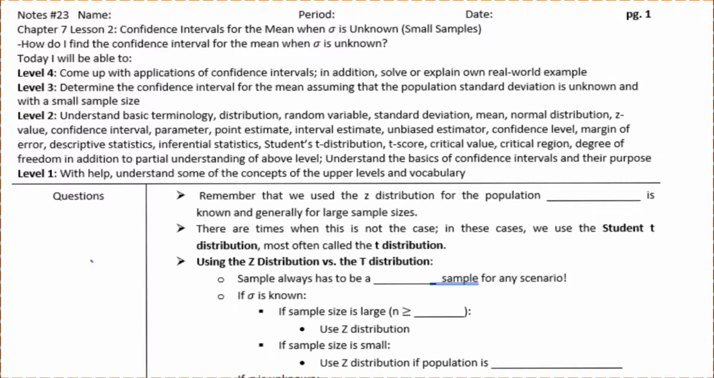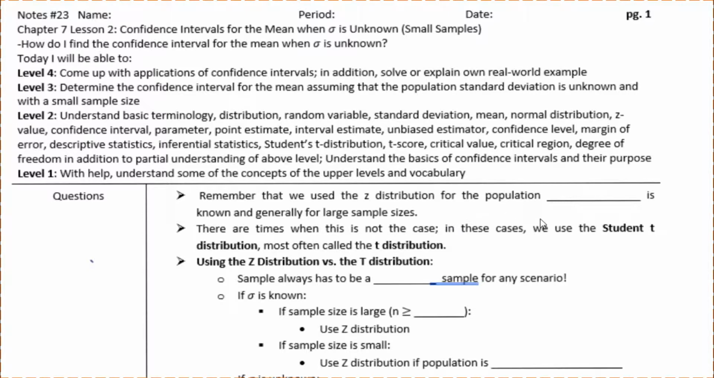Guys, welcome to the second lesson of the chapter. So last lesson we talked about confidence intervals for the mean, generally for large samples and generally when sigma is known. So now we're looking at confidence intervals for the mean, assuming that we don't know the population standard deviation, and generally for small samples.